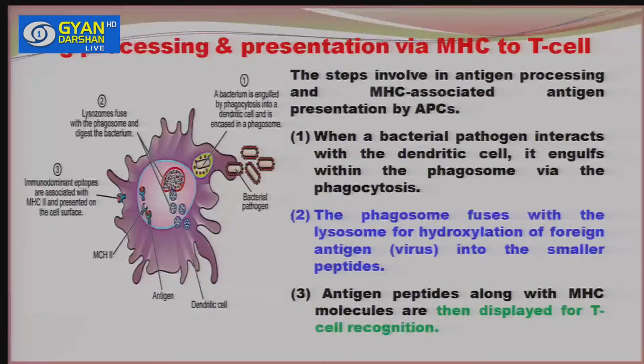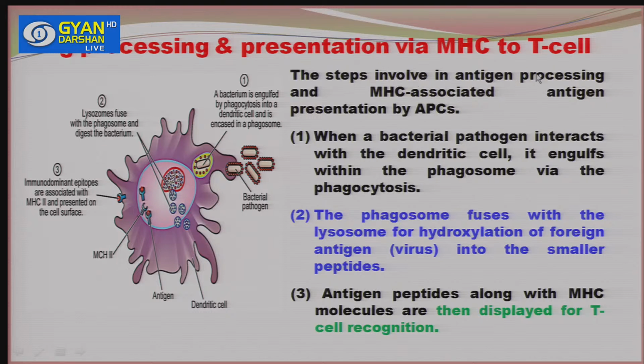Another topic is antigen processing and presentation via MHC to the T cells. So you can see the cells in this figure. It is a dendritic cell. Here are the antigen, MHC class first and second, and immunological epitopes. Here are the lysosomes. Basically bacterial pathogens are able to infect the dendritic cells, and they are able to engulf it, and ultimately the process will take place and they will present it on the MHC molecules.